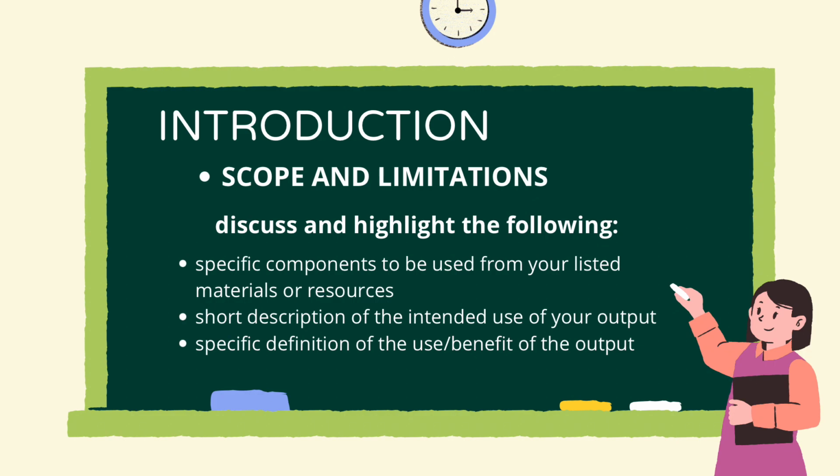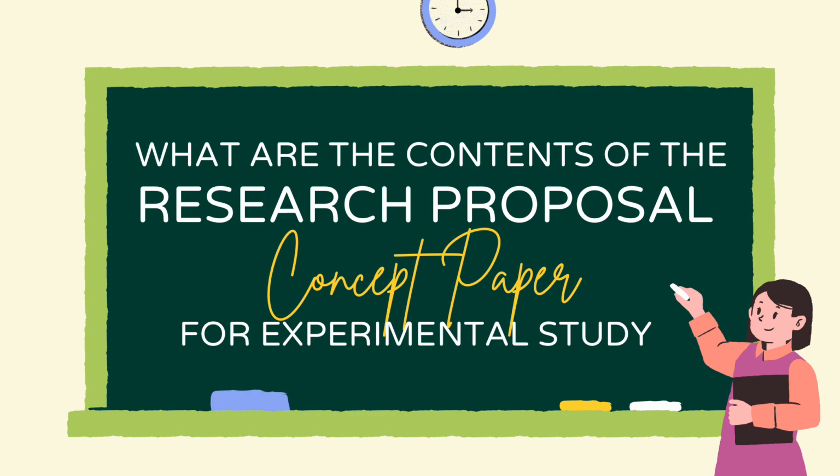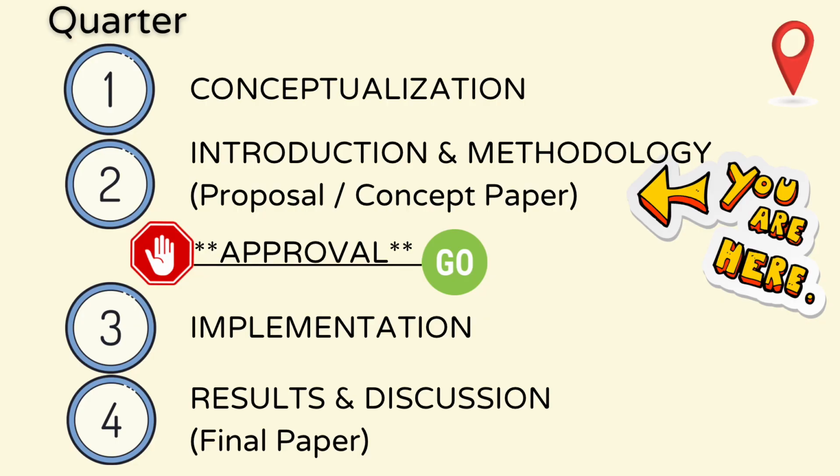And then create also a specific definition of the use or the benefit of the output. So that will be your scope, and write down the limitations. So why will you be focusing only on these materials and on this output? So you don't have to mention the limits in terms of the methods, because that will be part of the methodological limitation in the second part of the paper, which is the methodology. So that's it. These are the parts of the research proposal for an experimental study introduction. So I will create a separate video for the methodology part of the concept paper.